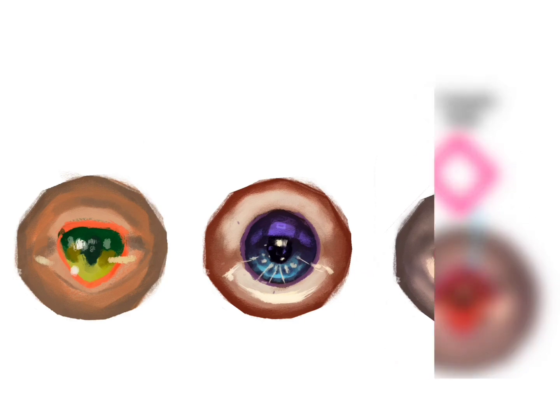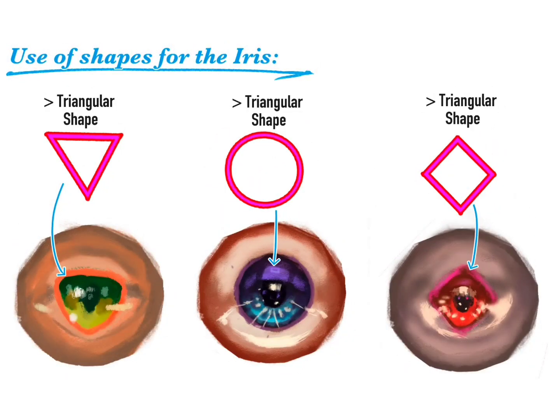Also, shapes can be used in determining how the iris appears, easily giving it different sets of looks, making the various eyes of the character look unique.